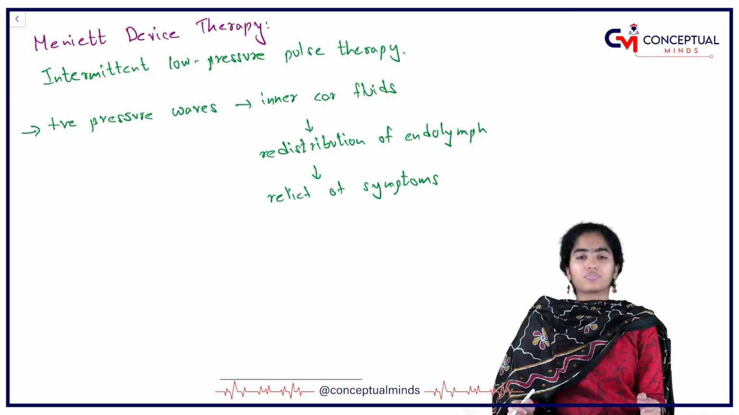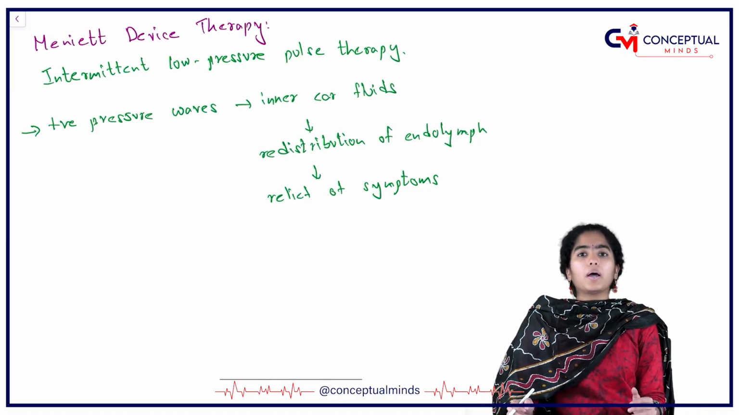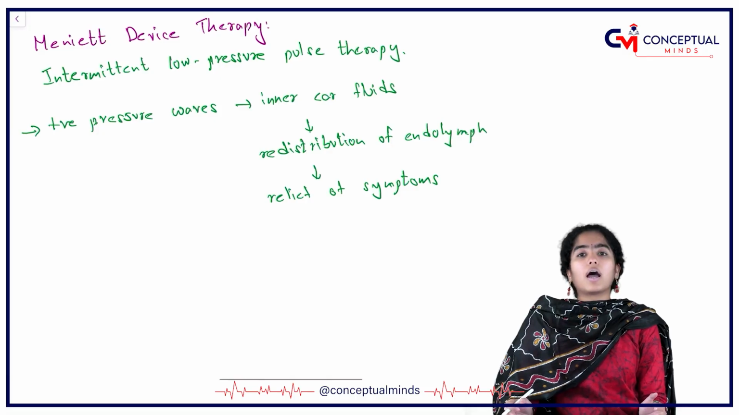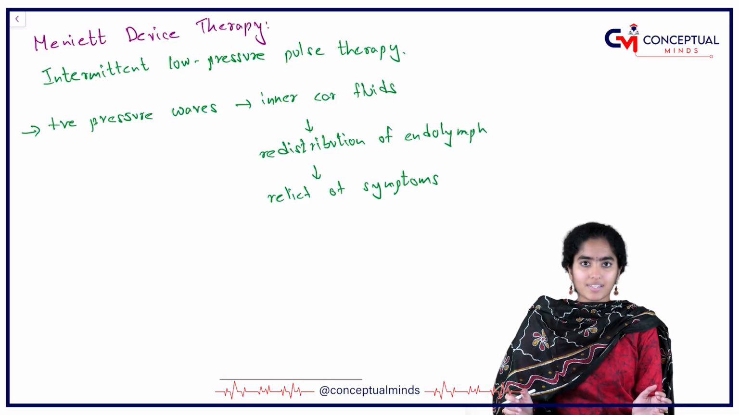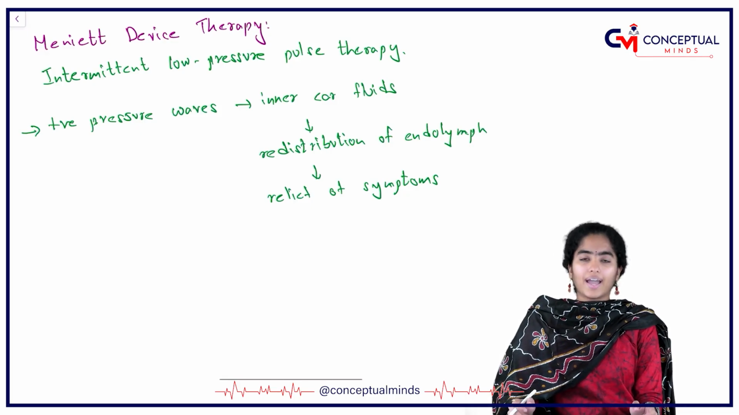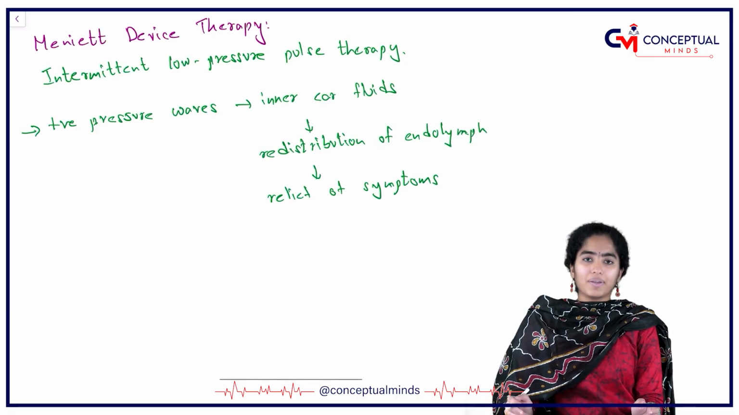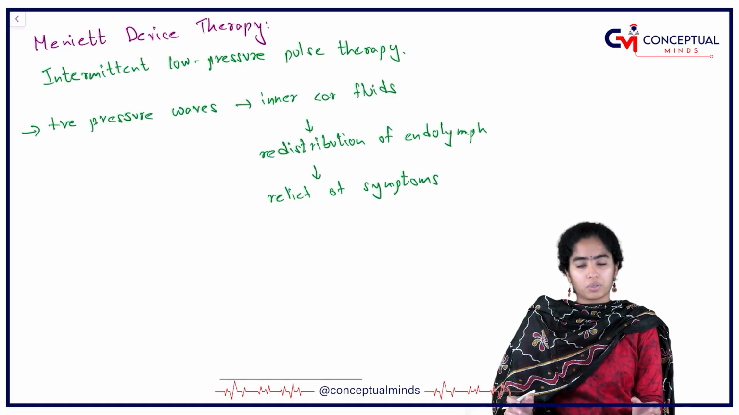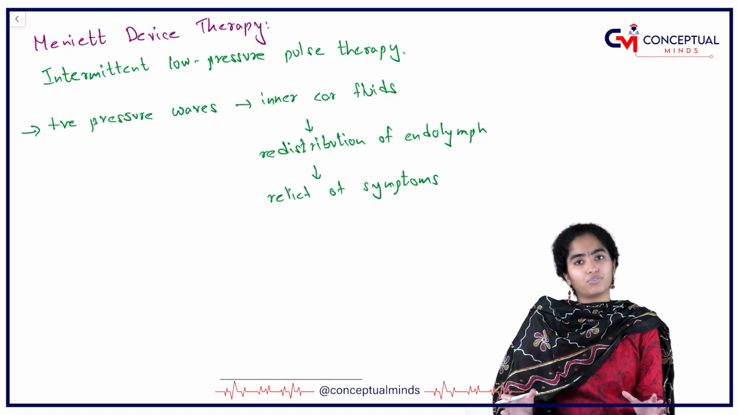Treatment consists of medical treatment as well as surgical treatment, and Meniere's device therapy lies in between. Medical treatment includes general lifestyle measures and some preventive measures. During an attack, we give vestibular sedatives, relieve the anxiety of the patient, and give vasodilators. In the chronic phase, diuretics along with vasodilators are used. If all these medical treatments fail, then the patient is put on a device called the Meniere's device, which works on the principle of intermittent low pressure pulse therapy. Positive pressure waves are sent into the inner ear fluids, and that will provide relief of symptoms.